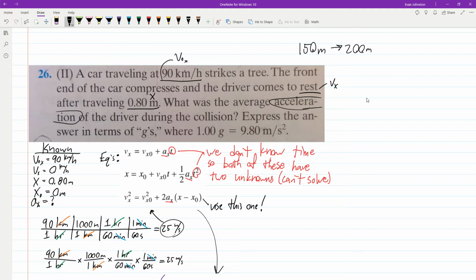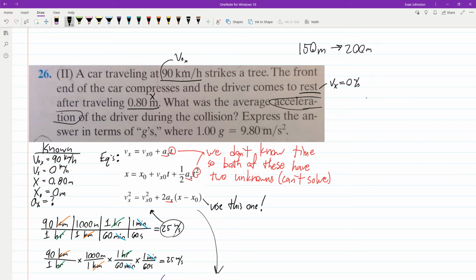It's a pain, and I'll show it. The front of it compresses, and the driver comes to rest. That means that the final speed is 0 meters per second, okay? And it travels 0.80 meters. So that's how much it crunches, and the driver actually moves, all right? 0.8 of a meter, so 80 centimeters, all right? Which is actually a pretty significant amount. What's the average acceleration? And then it says, what is that in G's?